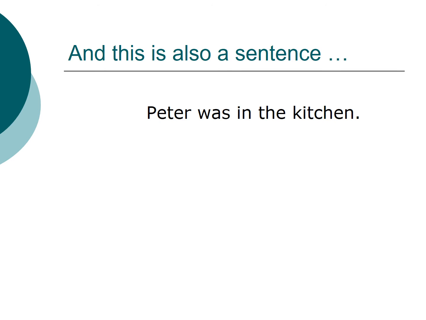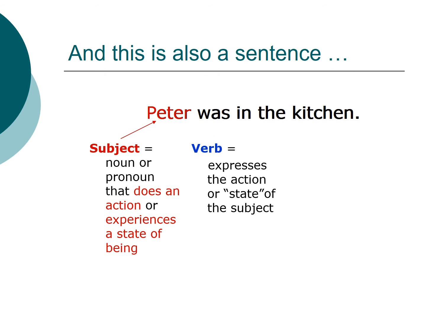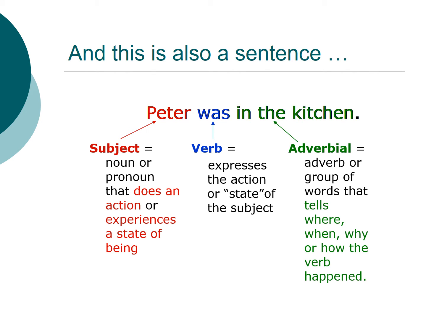And this is also a sentence. Peter was in the kitchen. So Peter is the subject, a noun or pronoun. Was is the verb, like the verb to be. It's the state of the subject. And this one, in the kitchen, is called an adverbial. An adverb or group of words that tells where or when or why or how the verb happens. So in the kitchen tells us where the verb happened. So it's an adverbial.